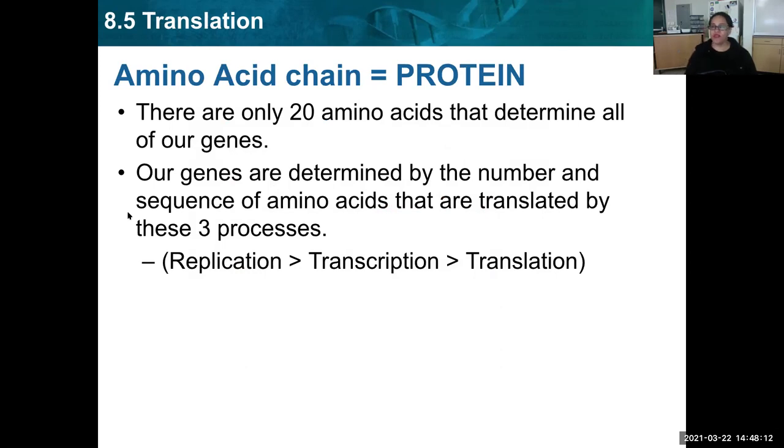But in the end, you end up with a protein. You're going to end up with a chain of amino acids. Amino acids are the monomers. You put enough monomers together, you get a polymer. And a protein is that polymer. And then there's a repeat. There are only 20 amino acids that determine all of our genes. Like I said, think of the alphabet. There's only 26 letters, but it can make millions of words based on how many letters are in that word and the order of the letters. So our genes are determined by the number and sequence of amino acids that are translated by the three processes: replication, transcription, translation.